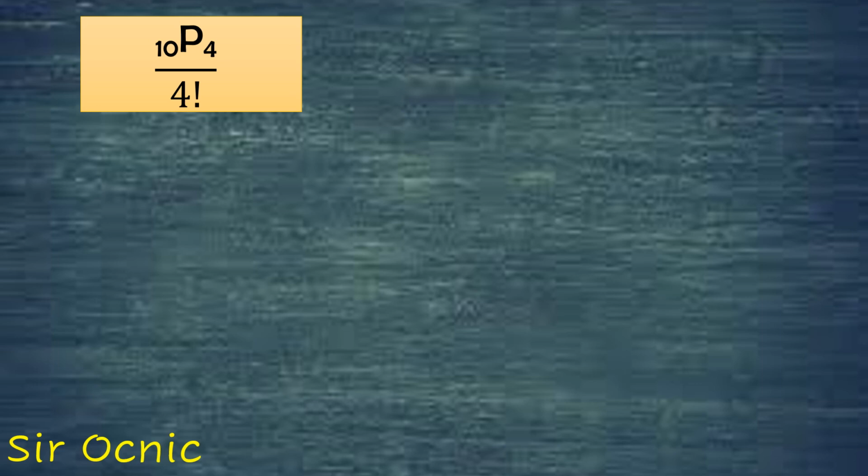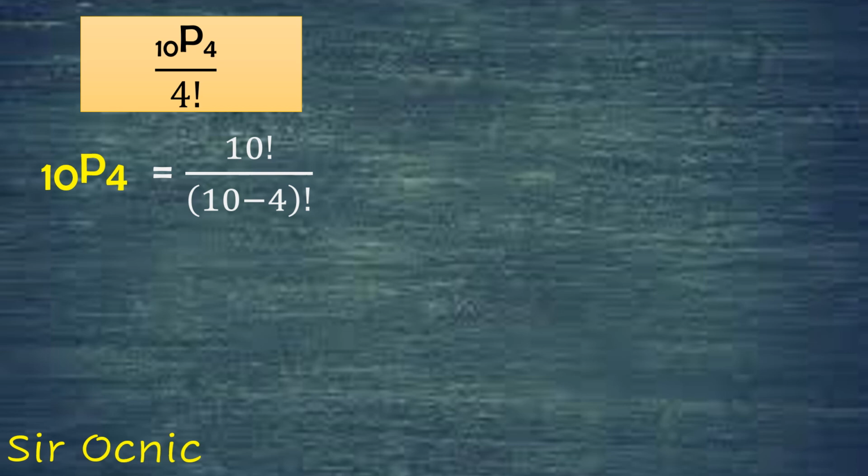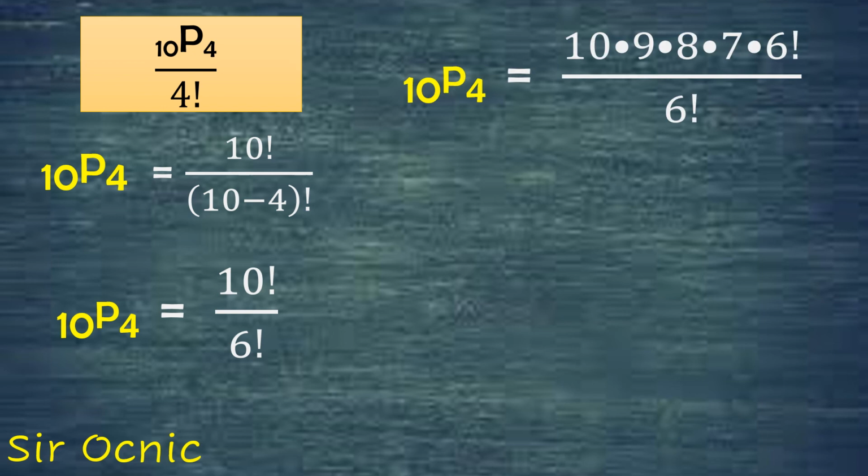10P4 over 4 factorial. Let us solve first for the value of permutation of 10 taken 4 at a time. That is 10 factorial all over 10 minus 4 factorial, or simply 10 factorial over 6 factorial. Expanding the numerator, we will arrive at 10 times 9 times 8 times 7 times 6 factorial all over 6 factorial. Canceling the common factor, which is 6 factorial, we will have 10 times 9 times 8 times 7, or simply 5040.